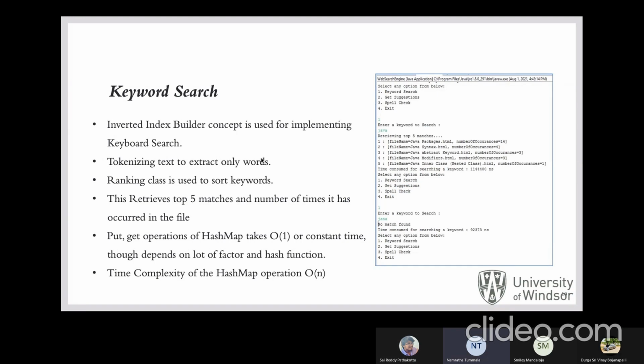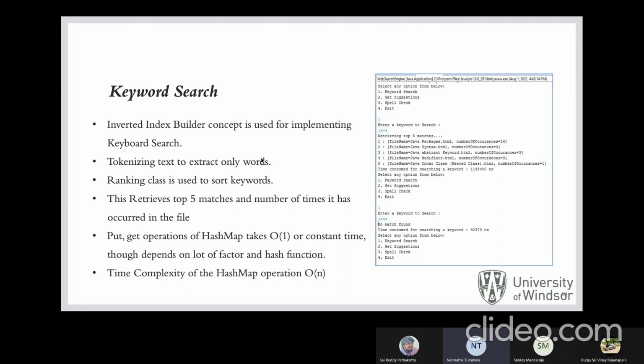The ranking class, which is used to sort keywords, so that it retrieves the top 5 matches and the number of times it has occurred in the given file. To retrieve these matches, we use hash maps, which store the items in key-value pairs, and you can access them by an index.